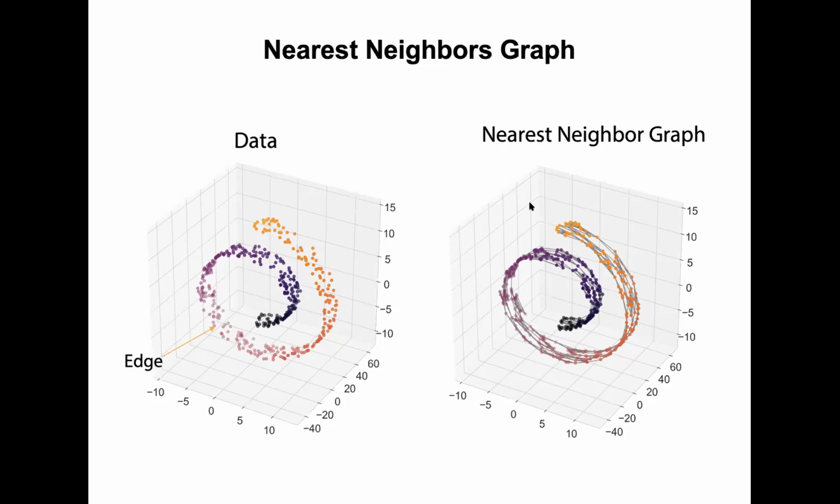And so a lot of the algorithms you'll see in this class will be built off of affinity matrices or their sparsified equivalent, which is a nearest neighbors graph.